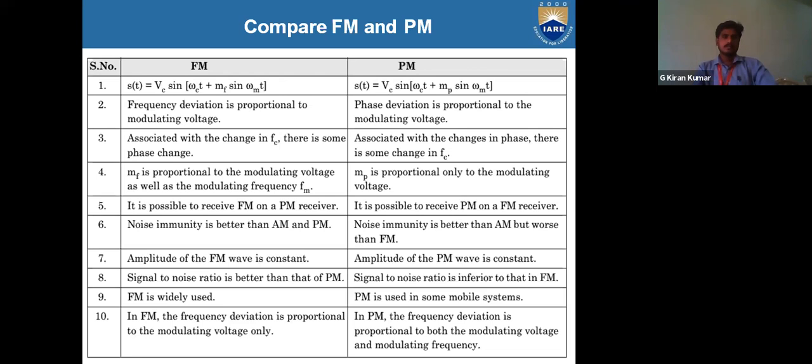And the seventh point: the amplitude of the FM wave is constant. Here also the amplitude of the PM wave is constant, because only one parameter can be changed at a time.